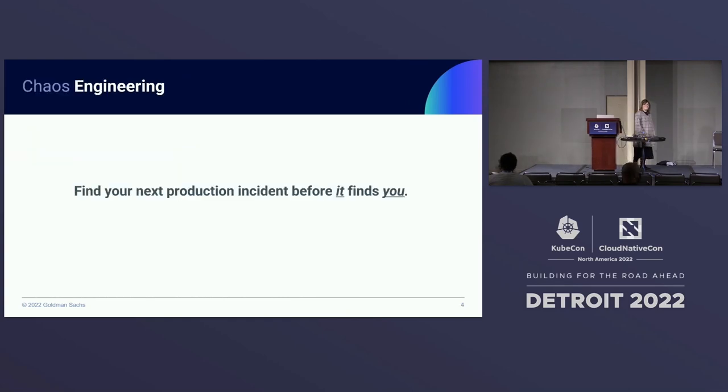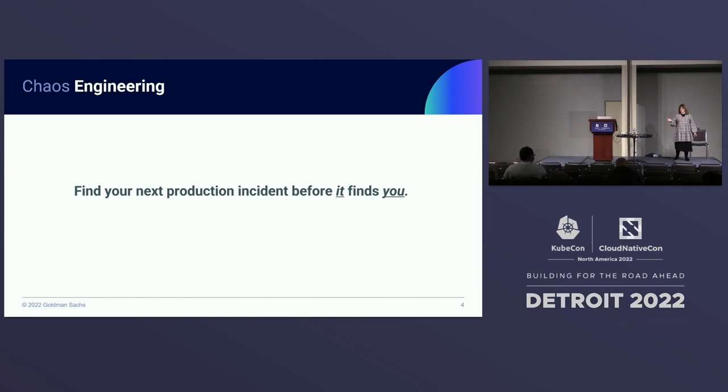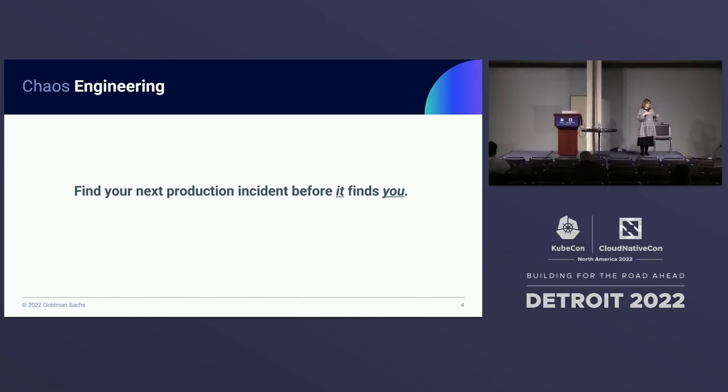So chaos engineering, you'll find official definitions online. This is my definition: find your next production incident before it finds you. That means deliberately doing things that could cause production incidents, so that you can determine what the impact will be. This can be in a non-prod environment, but essentially you're doing something like a bad trigger that might cause a production incident, and hopefully the impact won't be a prod incident. But if it is, you're able to actually see what that impact is.